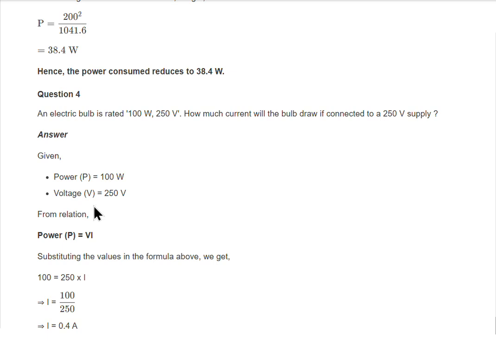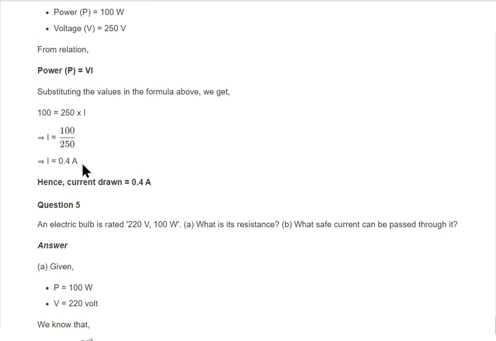Clear? Power given, voltage given. So power is equal to V times I, and from that we can calculate I. We can substitute power as 100, voltage as 250. So 100 by 250 will be 0.4, so 0.4 ampere.